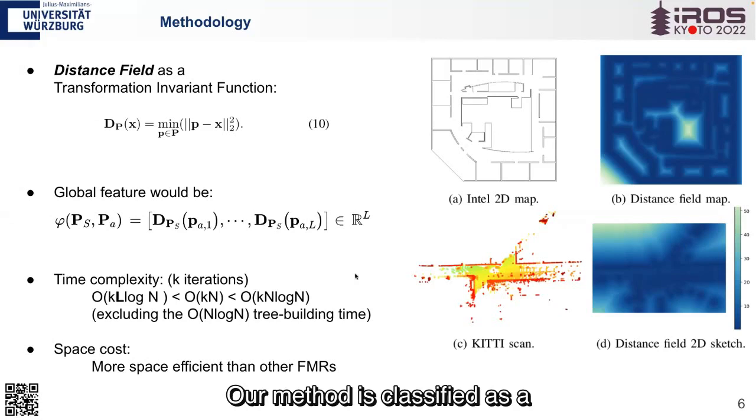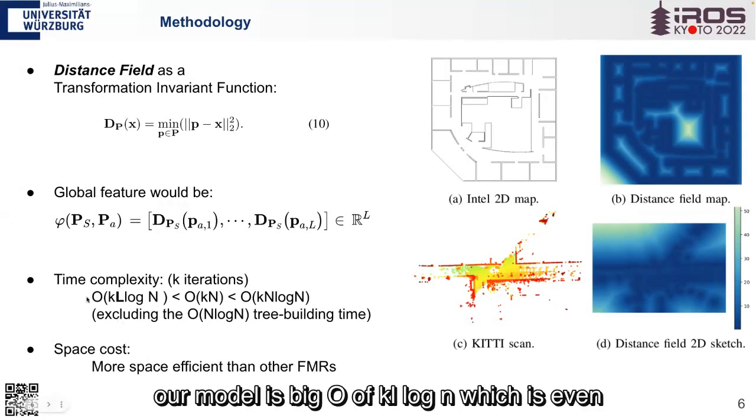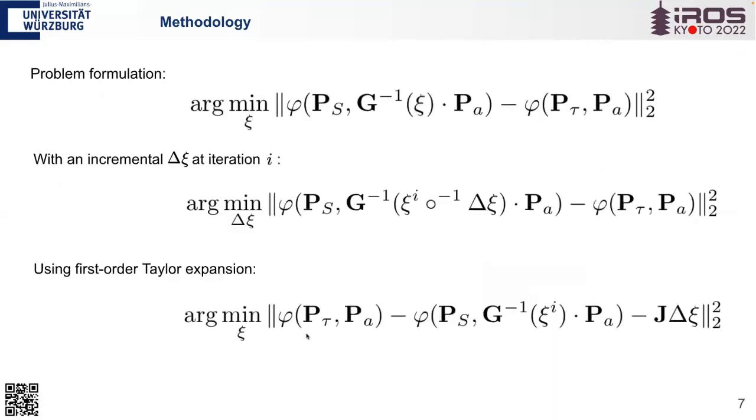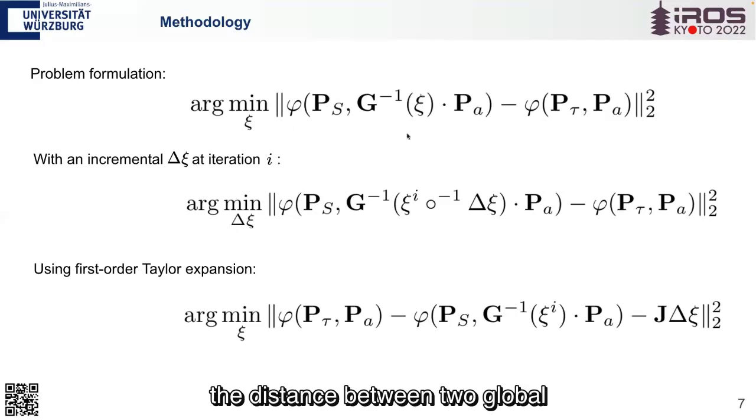Our method is classified as feature metric registration, where they are all deep learning models. For the time complexity, our model is O(K L log n), which is even faster than the feature metric registration, of course excluding the n log n tree building time. And surely we follow the feature metric registration pipeline to write a formula to minimize the distance between two global features. With the incremental twist parameter at iteration i, we rewrite and expand the problem such that it is solved with Gauss-Newton.